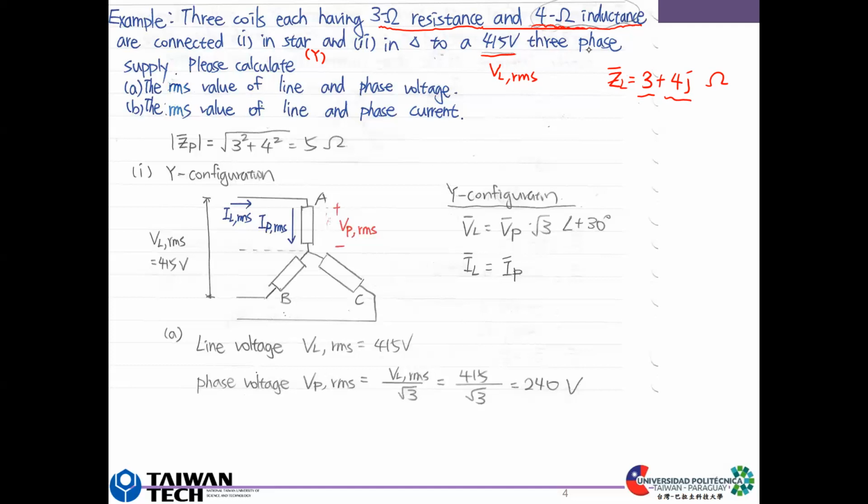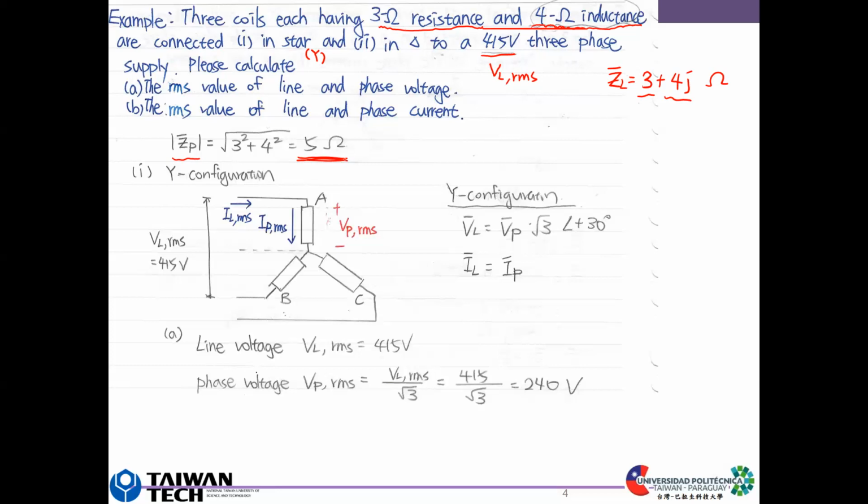3-phase supply. Please calculate A, the RMS value of line and phase voltage, and B, the RMS value of line and phase current. Okay, so we are doing the same thing. Since you are only asked about the RMS value, we don't need to care about the phase. Since we don't need to care about the phase, we calculate the amplitude of the load. So the amplitude of the load is 5 ohm.